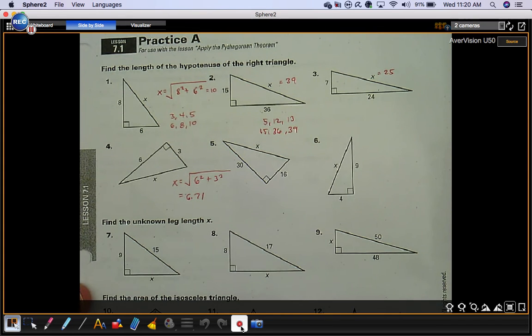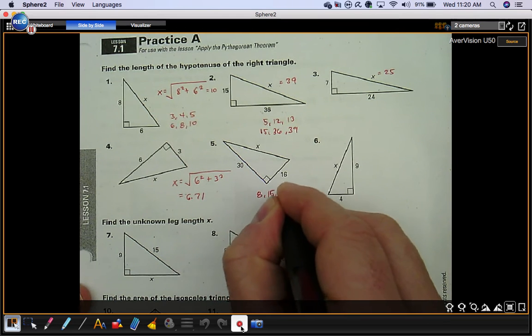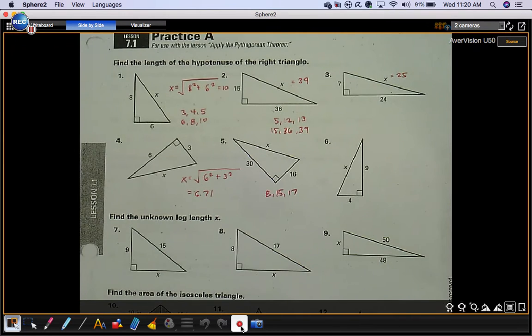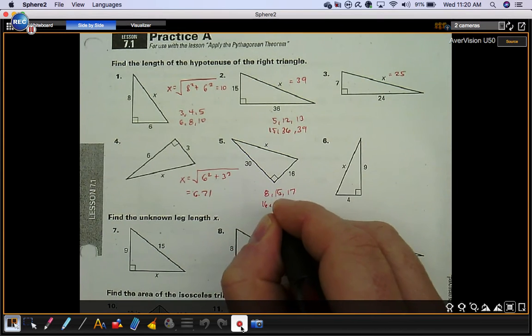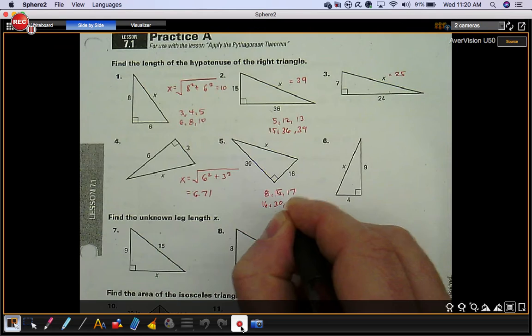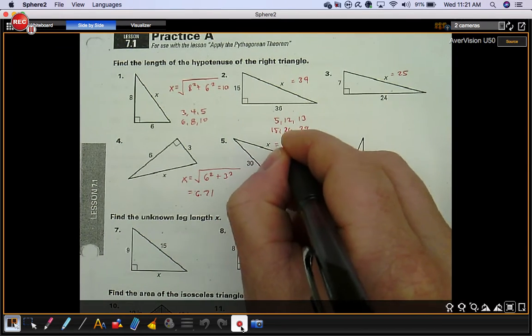16, 30 and something. Again, I know my triples. That's 8, 15, 17 disguised. If I multiply all of these by 2, I get 16, 30, and 34. So this hypotenuse is 34.